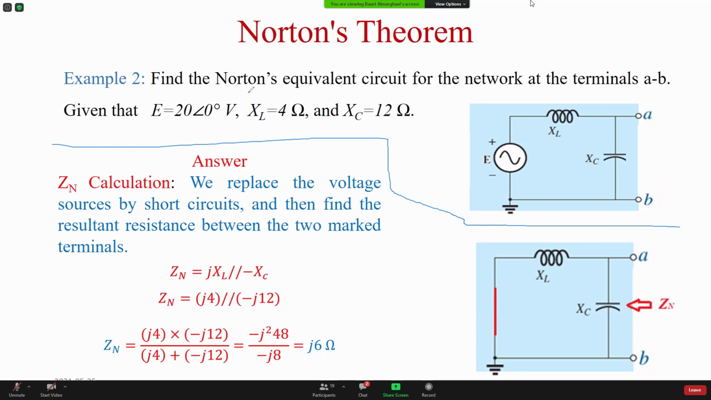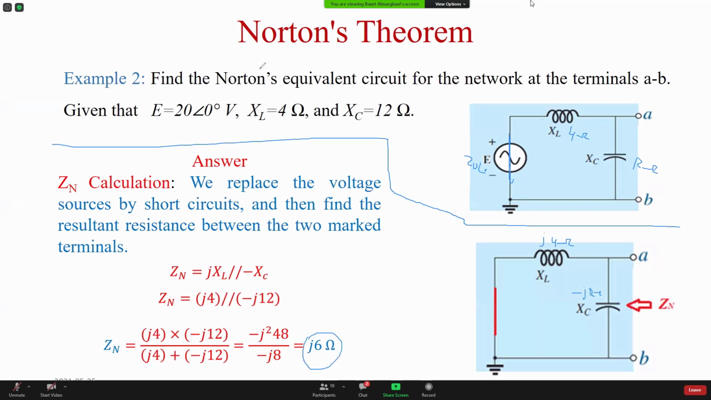Here's a question. Find the Norton equivalent circuit for the network. Given that this is 20 angle 0, this is 4 ohm, and this is 12 ohm. First thing you have to find is the Z Norton. Remove the source, put the short circuit. These two elements are in parallel. This is j4, this is minus j12 ohm. You multiply, you divide by the sum, and you're going to get the answer. So this is Z Norton here.